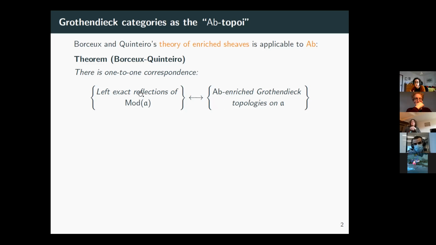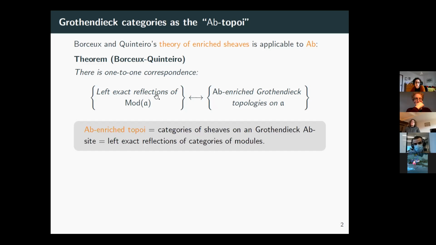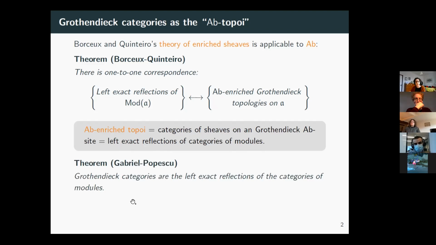So we do have a good theory of Ab-enriched sheaves or Ab-enriched topoi. Because of this bijection, we have categories of sheaves on a Grothendieck abelian site, or left exact reflections of categories of modules. And there is a very important and classical theorem in abelian categories, the Gabriel-Popescu result, which says that Grothendieck categories are precisely the left exact reflections of categories of modules. What we conclude out of these two things is that Ab-enriched topoi are precisely the Grothendieck categories. This perspective, combining the sheaf interpretation of the Gabriel-Popescu theorem, was first taken by Wendy Lowen in her generalization of the Gabriel-Popescu theorem.